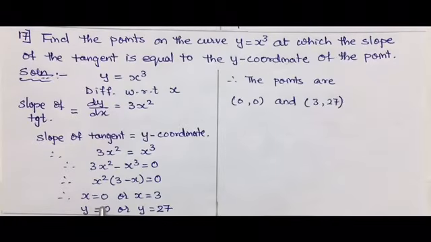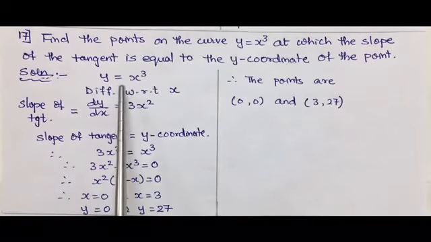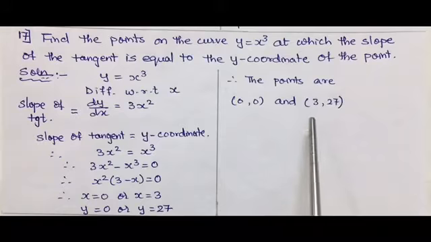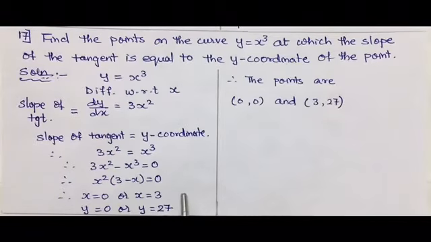Now keeping this value of x in the equation, we get y equal to 0 for x equal to 0, and if x value is 3, we get y as 27. So there are 2 points that we got. One is 0, 0. Another point is 3 and 27. So at these 2 points, we can say that slope is equal to y coordinate.